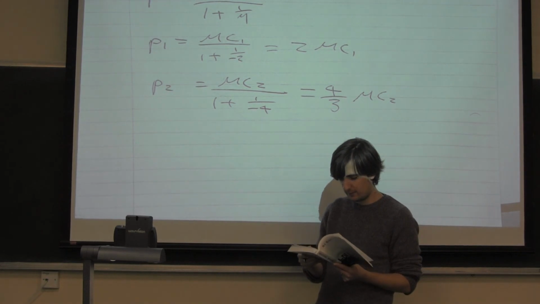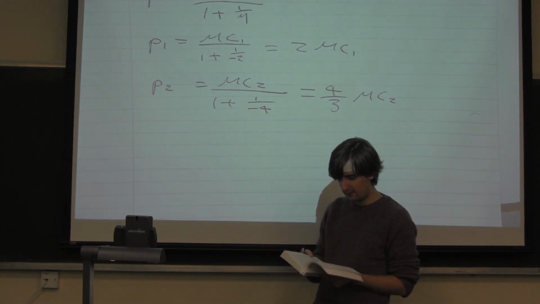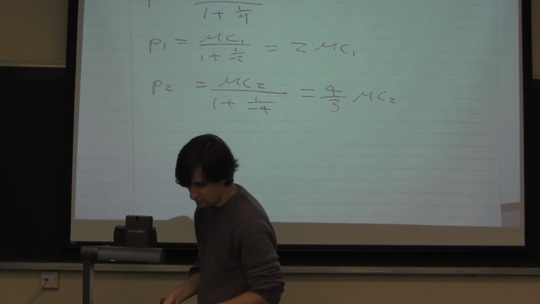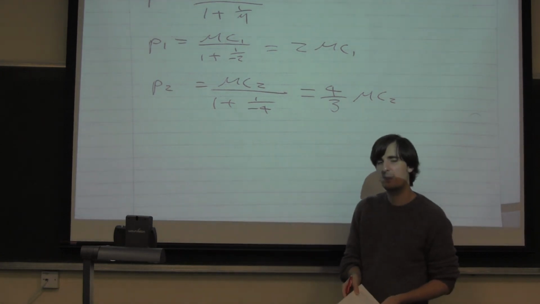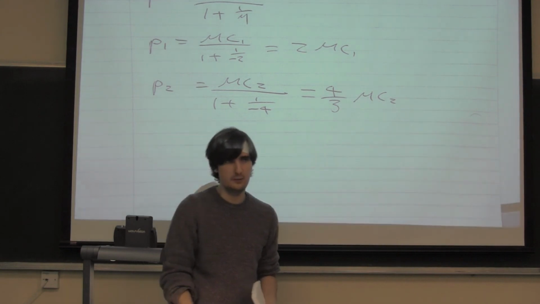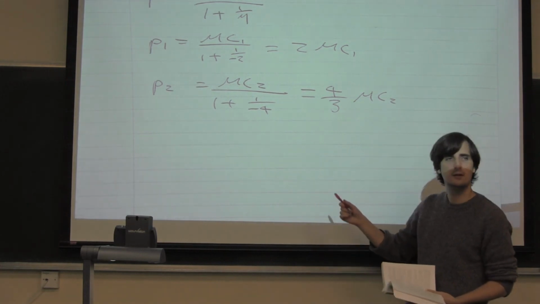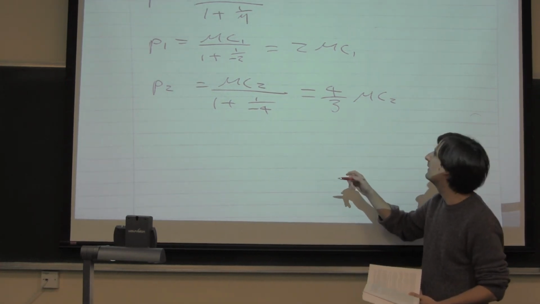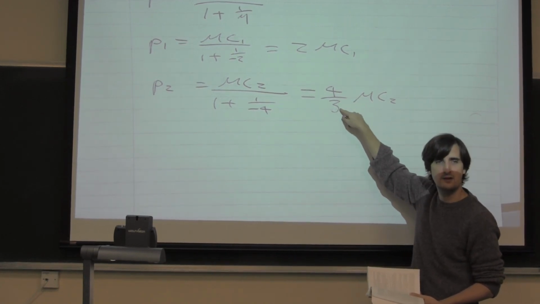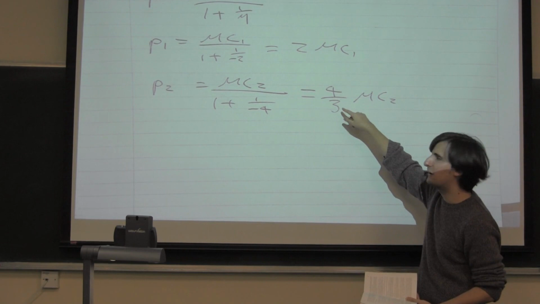So the claim was that the price will be 150% of the price in market 2, i.e. 50% higher. Doesn't look right, does it? 50% higher would be 6 over 3. No, it is right. 6 over 3, which is 2. Yeah, so the claim is true. 150% of 4 over 3 is 6 over 3. 4 times 150% is 6, right? So this is 6 over 3, and 6 over 3 is 2.